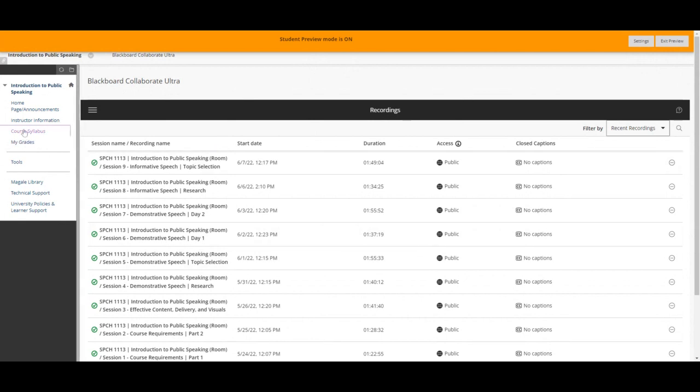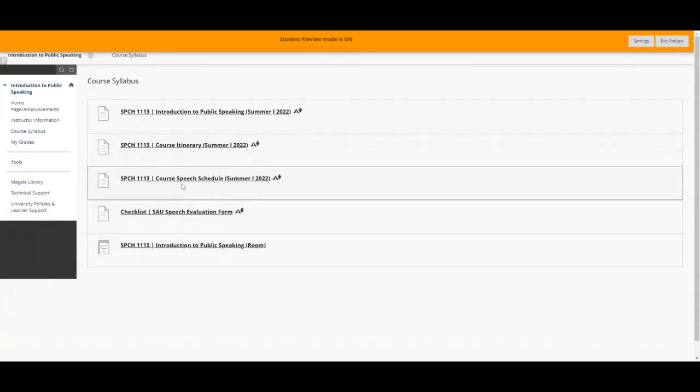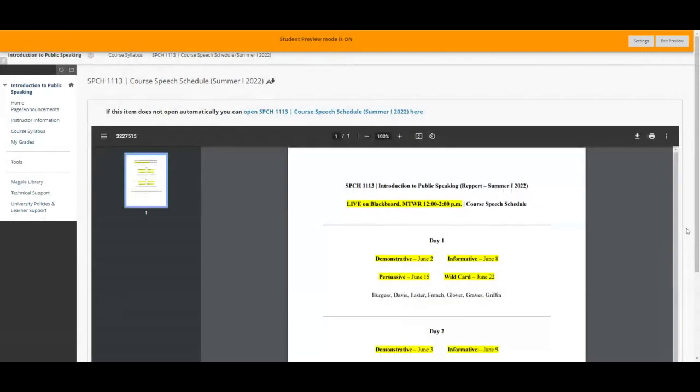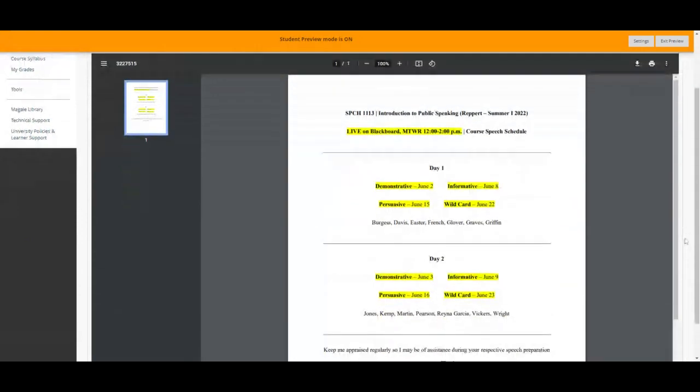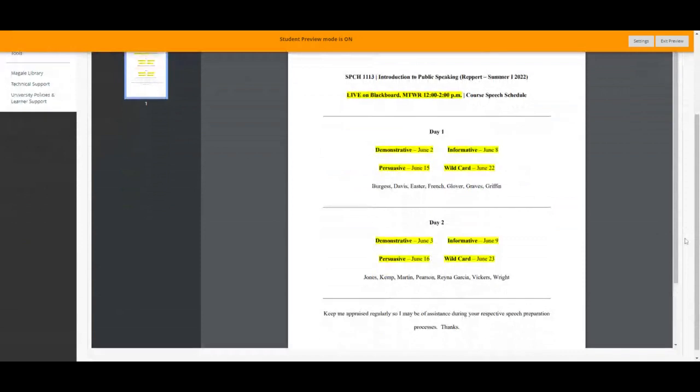And with that, we will go to the course syllabus area and examine the course itinerary at the end of class, but right now, the course speech schedule. This is the way that everything is going to be set up for the next couple of days. The speeches that we are going to show you today from the listing that I have so far, and keep in mind if you're with us live, you have until the end of class to send me your material.